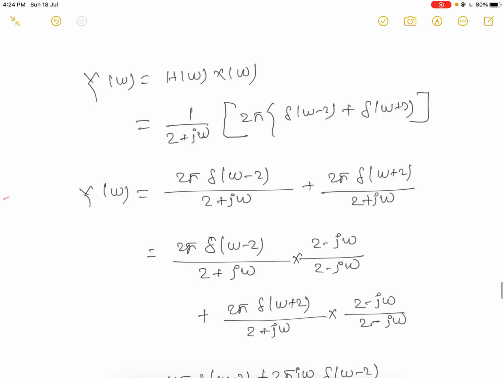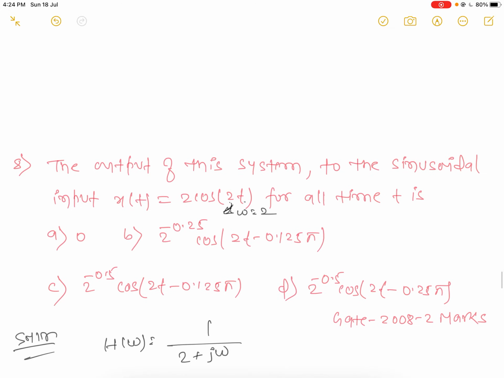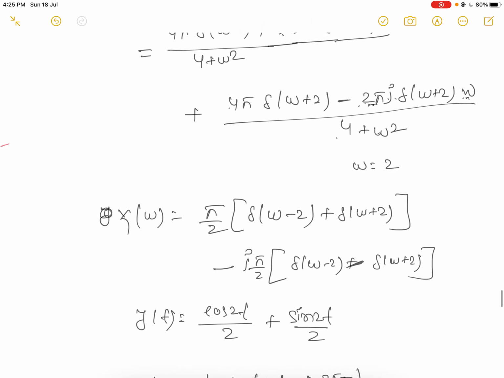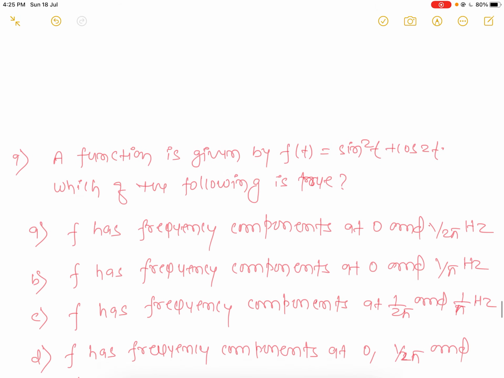and check which one will be the right answer. Here 1 by root 2 we can write as 2 to the power minus 0.5, cos 2t. Here is the 0.125, but our option is 0.25, so option D will be the right answer. Now comes the next question.